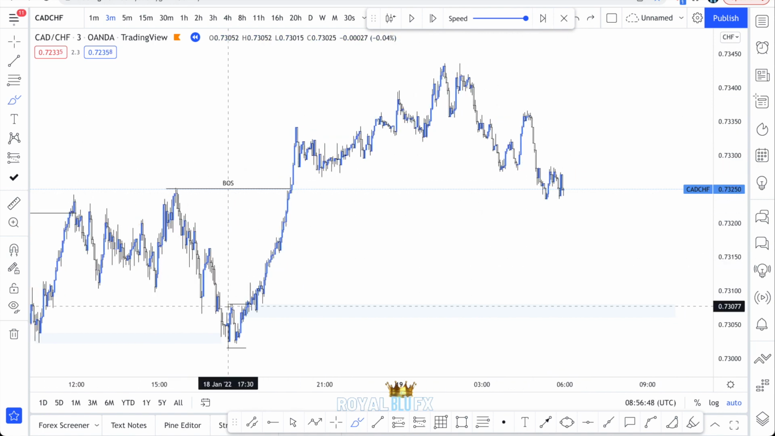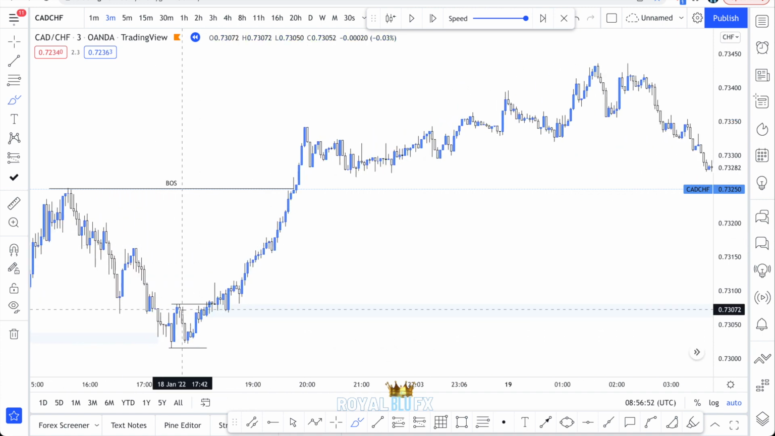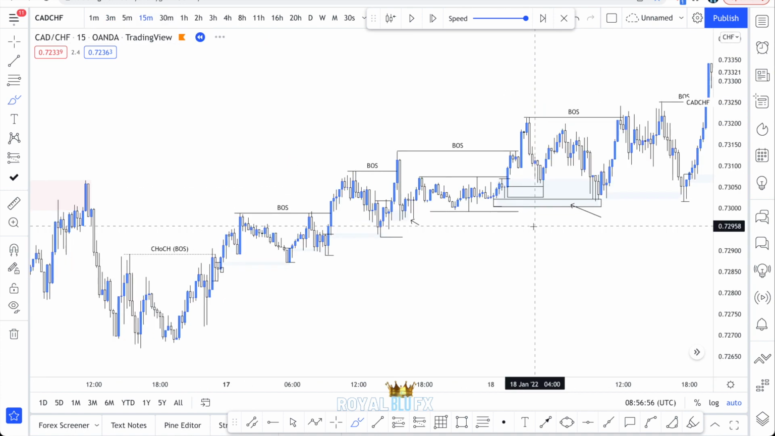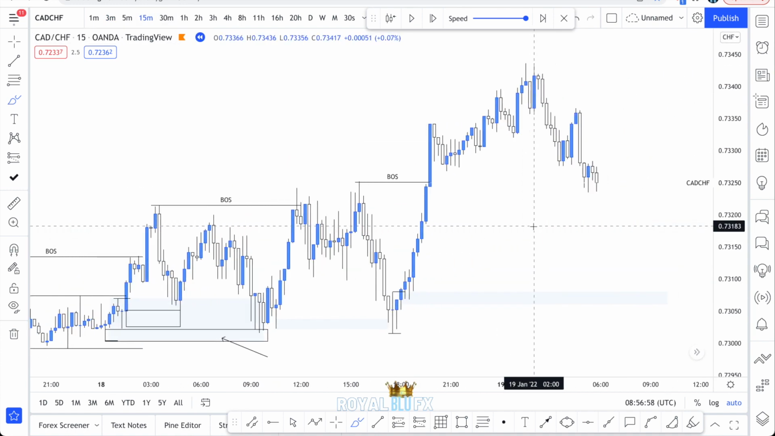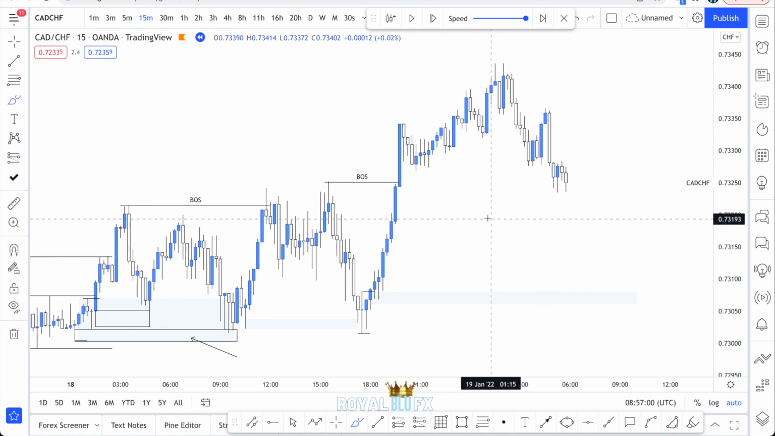So that's it, guys. That's how you find your order blocks, refine them, and then you would scale down to lower time frames to make them even smaller, so you can have a better quality trade and a better risk to reward in the markets whenever you're taking trades.